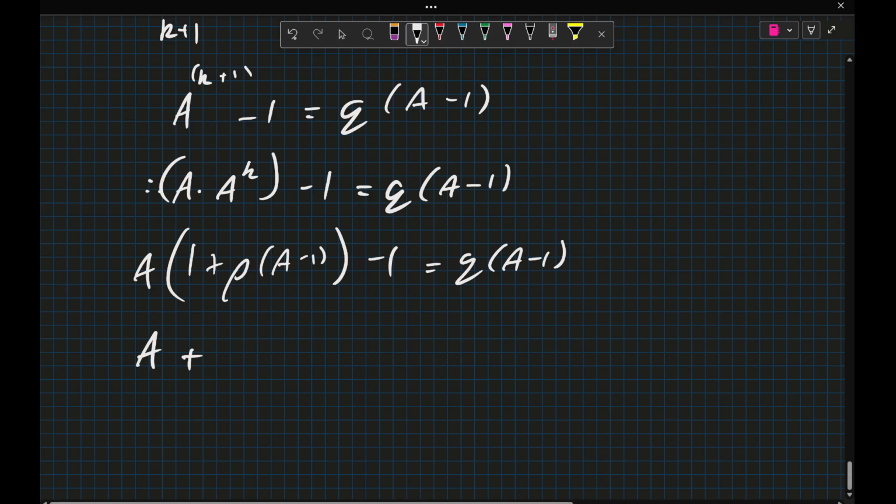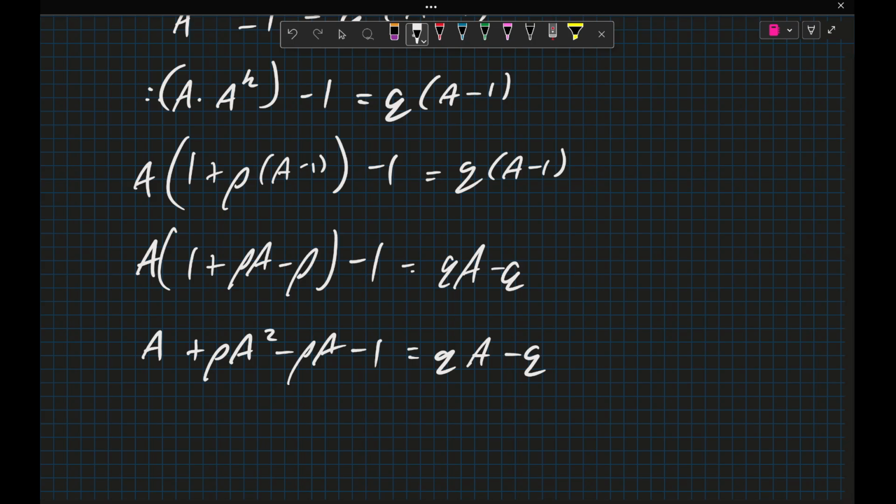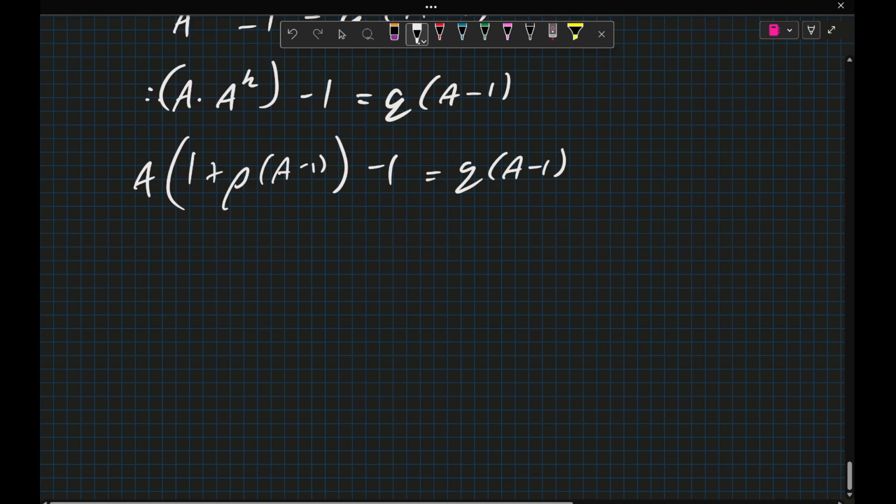We'll have a plus, actually I'll expand the inner bracket first. So I'll have a times 1 plus pa minus p minus 1 equals qa minus q. So we're going to have a plus pa squared minus pa minus 1 equals qa minus q. So we want to show that it's a multiple of a minus 1. So actually, if we take this step back, if we just multiply in with the a minus 1s, I think that works. So a plus ap lots of a minus 1 equals q times a minus 1.